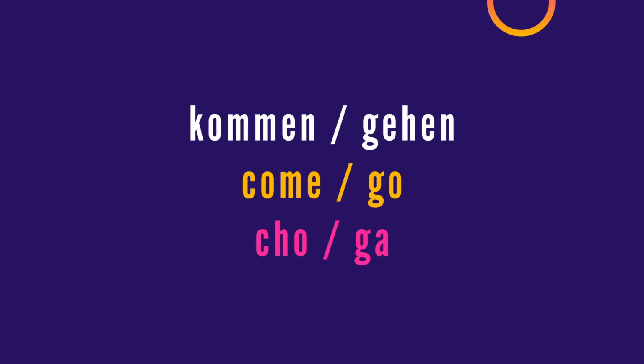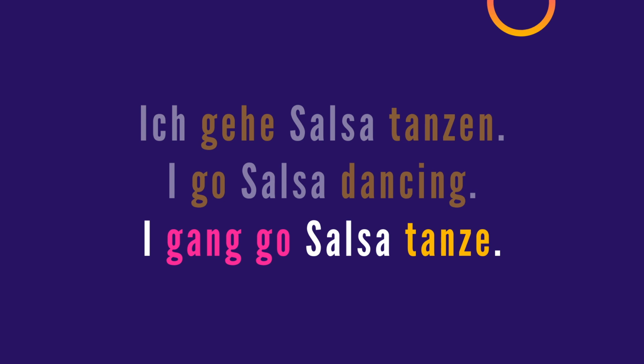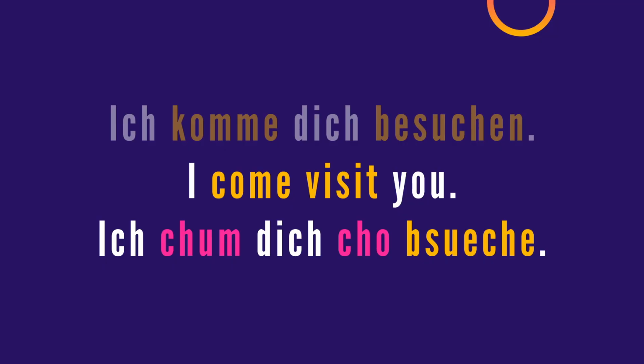Verbs. The verbs kommen and gehen, come and go, go und ga. They are doubled if they are used with another verb, like if you want to say ich gehe Salsa tanzen, I go salsa dancing. We would say ich gang go salsa tanzen. Or if you want to say, ich komme dich besuchen. I come visit you. We would say, ich komm dich besuchen.